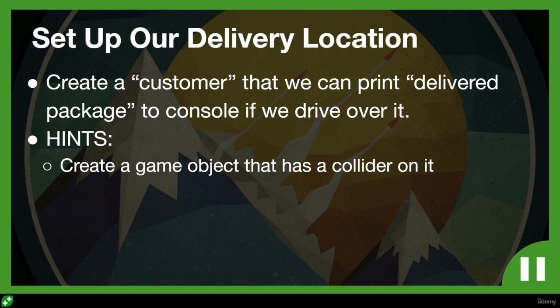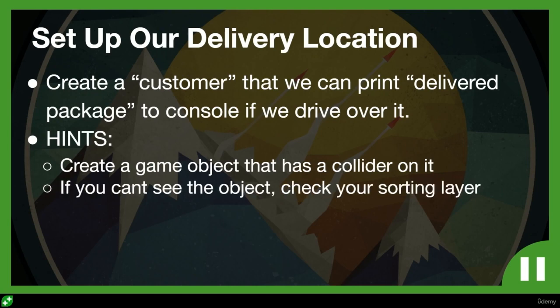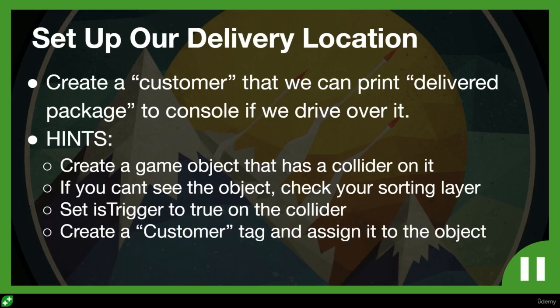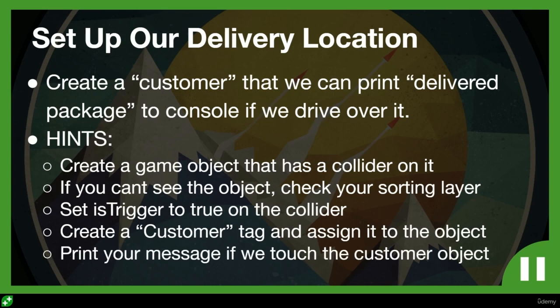Create a game object that has a collider on it. If you can't see the object, check your sorting layer to make sure it's above the road. Set is trigger to true on the collider. Create a customer tag, as we did with the package tag, and assign it to the object, and then print your message if we touch the customer object. So there you go. There's your challenge. Pause the video. I'll see you back here when you're done.